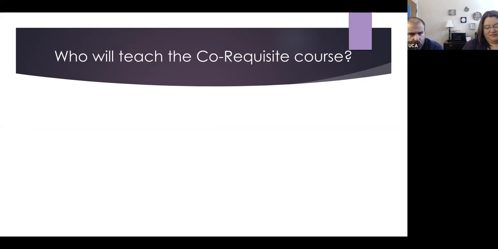So also, who will teach these co-requisite courses? So we talked a little bit about pairing those faculty up. So one of the things here at UCA, we have the math department, which is a separate entity from the Department of Student Transitions, which is who we are with. So they own the mathematics course. Our writing department at UCA owns the writing course. So we don't have control of those courses. We get to teach those courses. We are lucky enough to be able to do that.